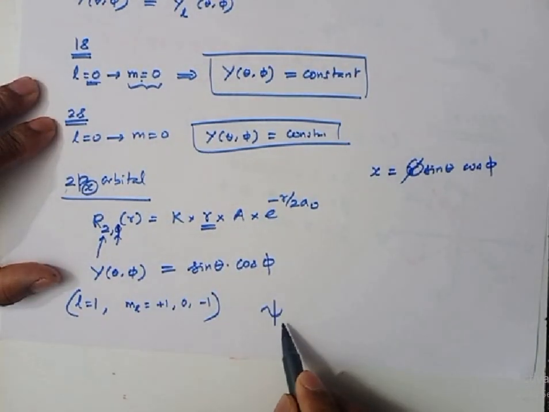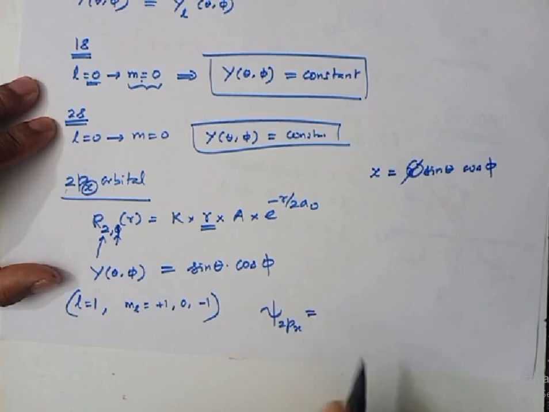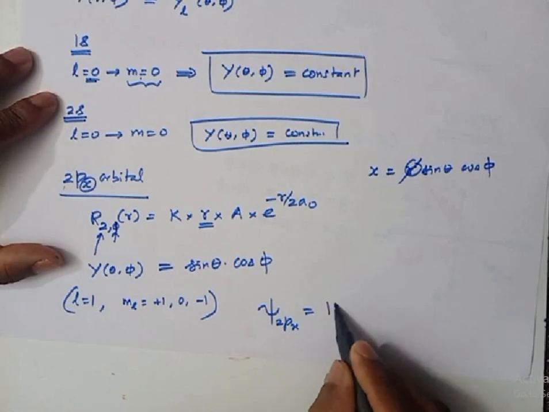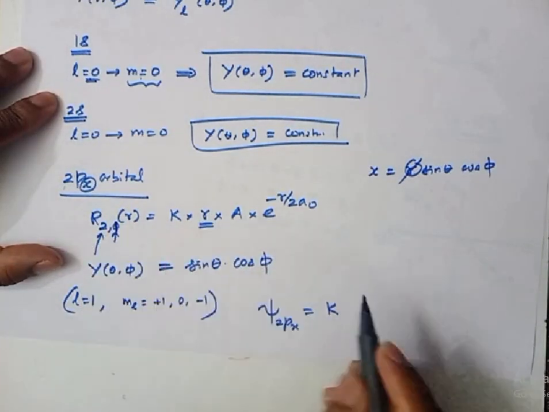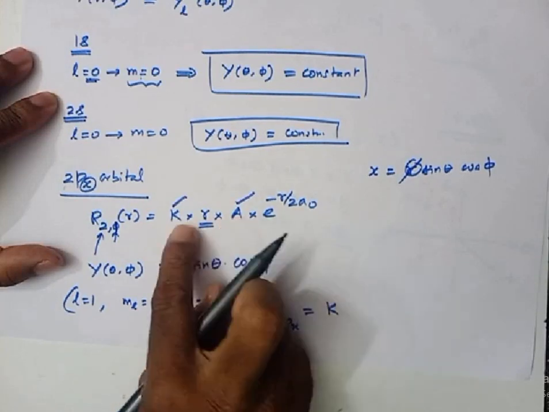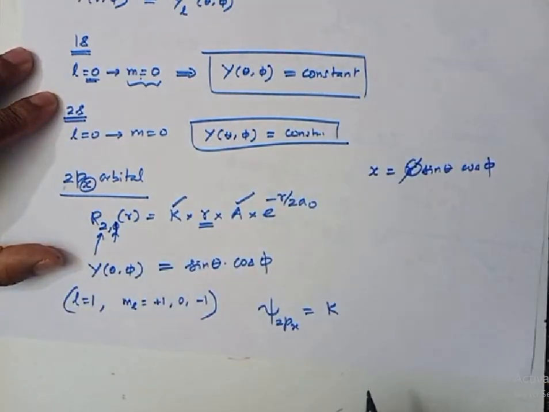Can anyone tell me what the overall wave function for the 2px orbital is? How does it look? Yes, K into R multiplied into these two. See, this is a constant, into this is another constant. Constant into constant becomes another constant.